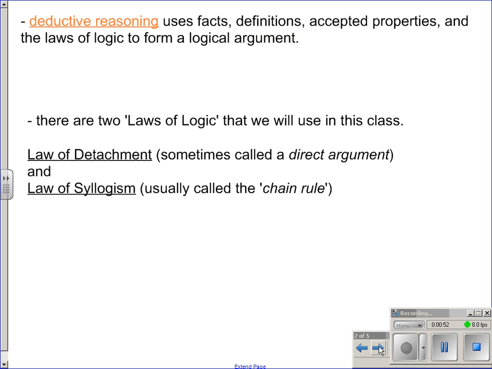It's called deductive reasoning. We're going to be looking at two different types of laws of logic: the law of detachment and the law of syllogism. I never use that term. I'm always going to call it the chain rule. That name makes more sense with what it is, but we'll talk about it in a couple of minutes.